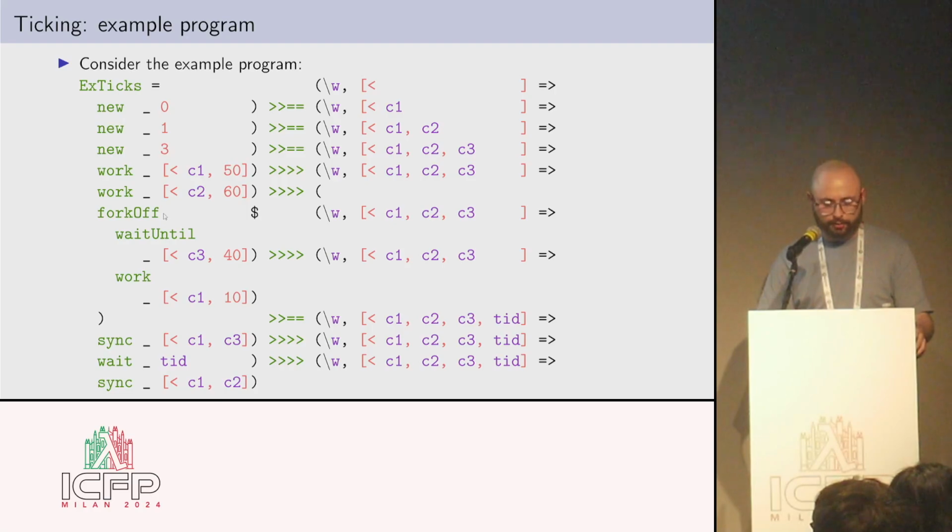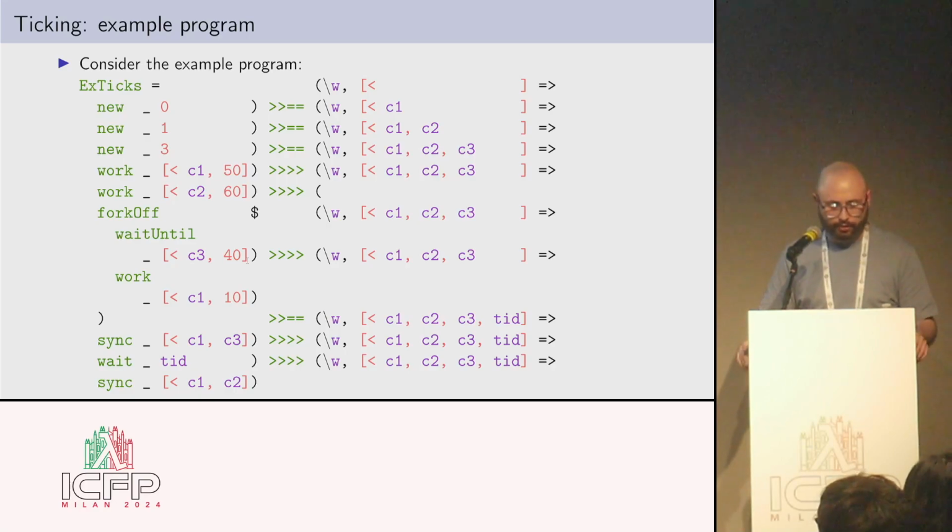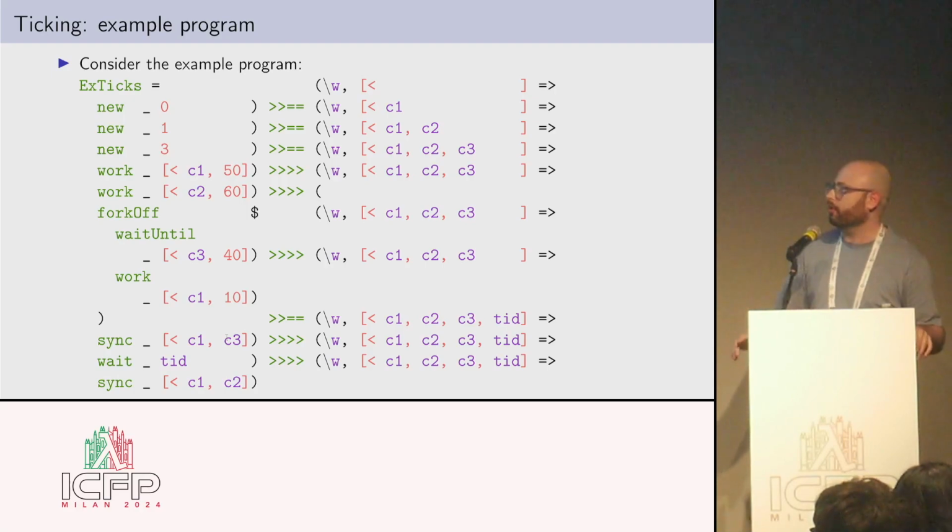And now we're going to fork. The child thread is going to wait until the clock C3 is 40. Note that C3 was initialized to 3, so it's nowhere near 40 to begin with. And then after we wait until C3 is at least 40, we can do some more work on C1. In the parent thread, we're going to sync C1 and C3. C1 was 50 starting at 0, so it's currently 50. So when we sync C1 and C3, that's going to push C3 to the value of 50, which means that the child thread is now unblocked, so the child thread can do work.